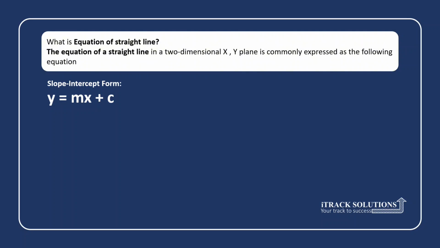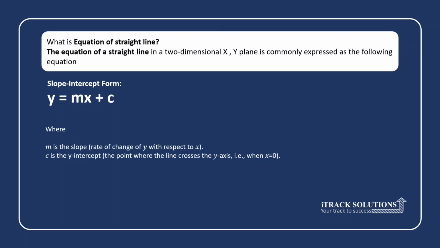So y equal to mx plus c, the terminologies y and x represent the variables and m represents the slope of the line. By slope of the line, what we mean is when x changes, what will be the change in y, or what will be the rate of change of y with respect to x. That is what we mean by slope of the line. And c is the y-intercept, the point where the line crosses the y-axis when x is equal to 0. So this is how we basically get introduced to the equation y equal to mx plus c.